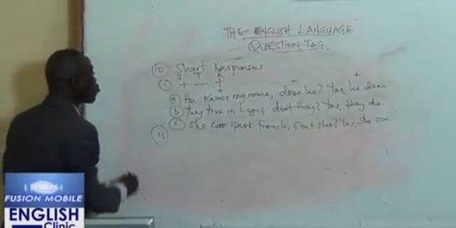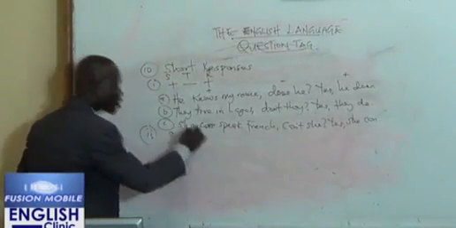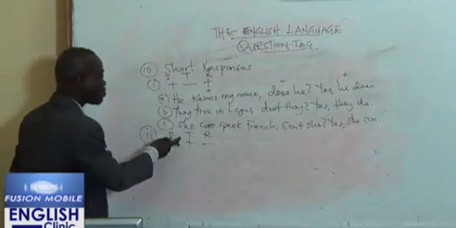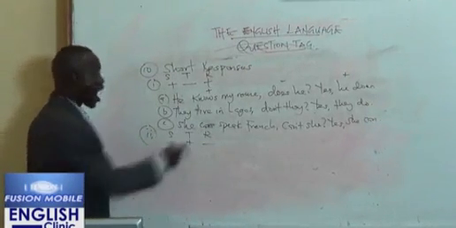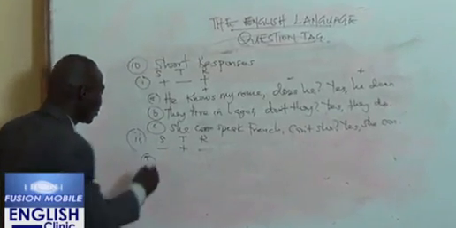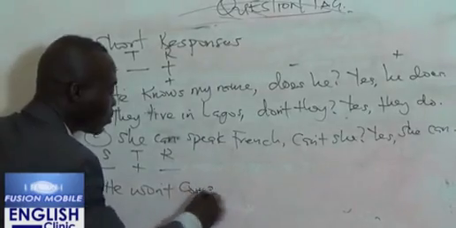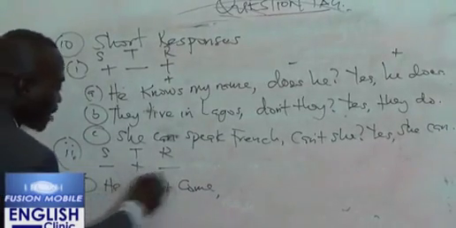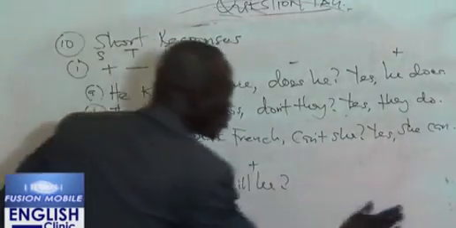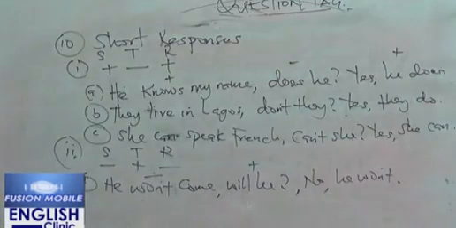Now, the second rule says that when the statement is negative, the tag is positive, then the response is negative. It's just the opposite of the first one. Now let's consider some examples. A. He won't come, which is a statement. It is negative. The tag will be: will he, which is positive, and the response will be: no, he won't.